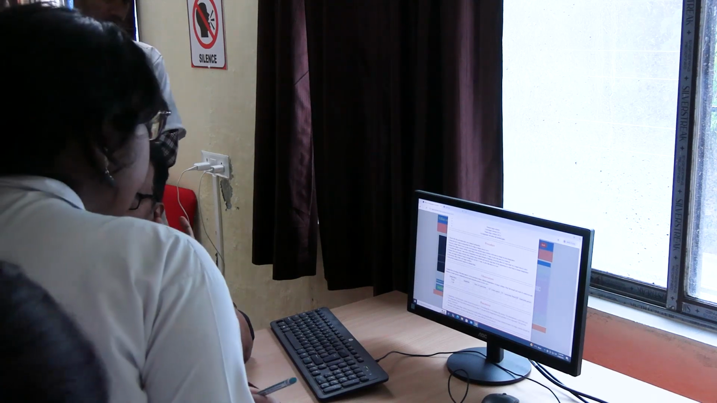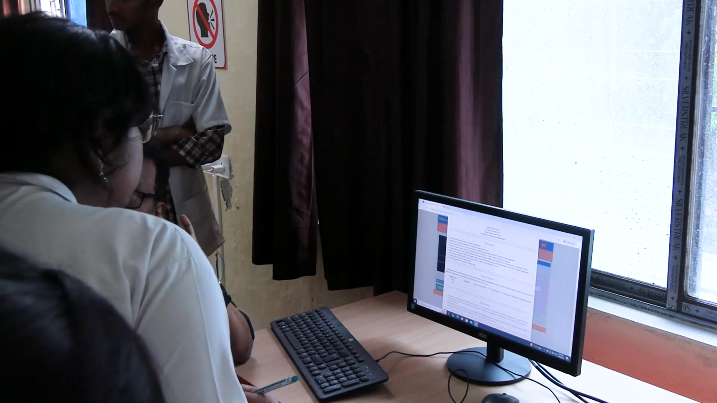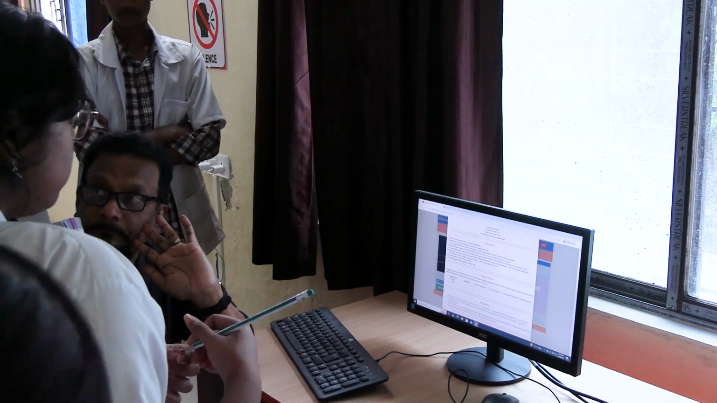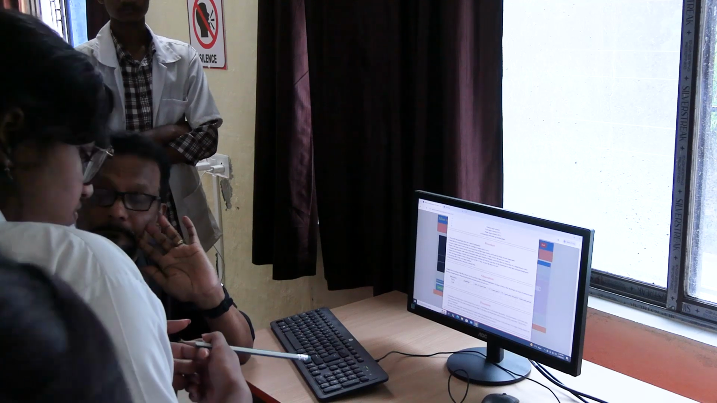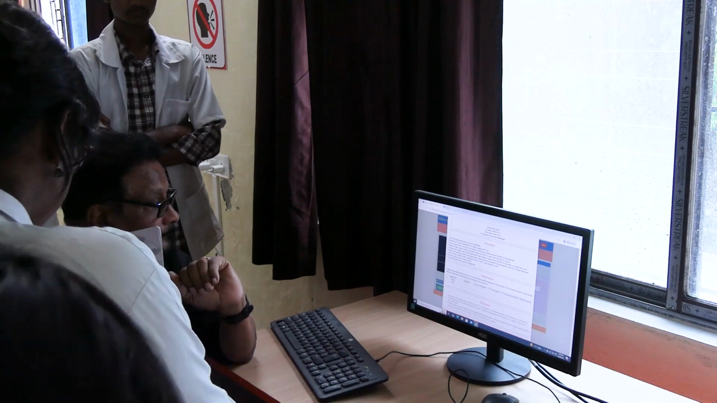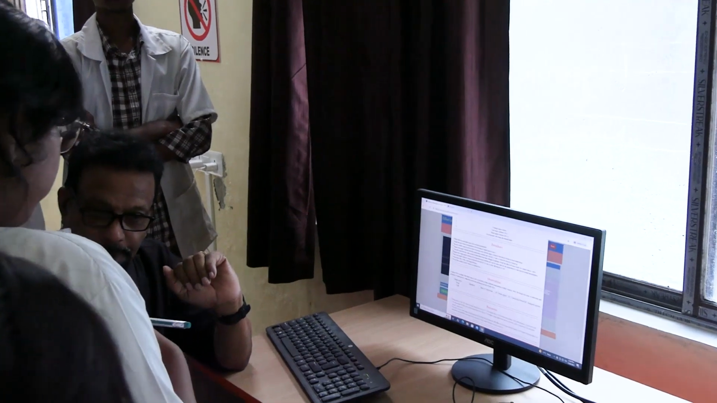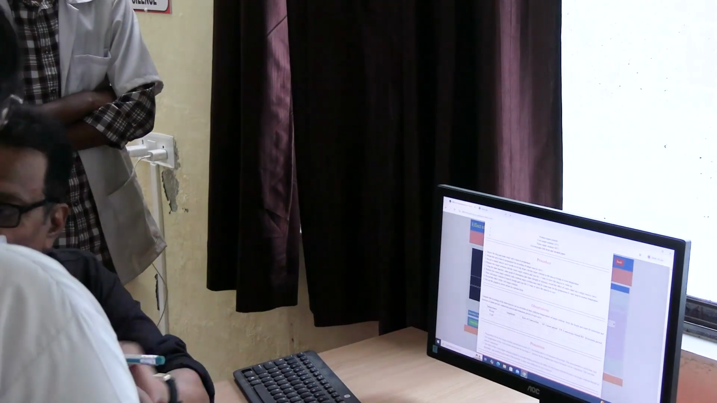Then seventh, pour cold ringer solution into the muscle trough and wait for 2 to 3 minutes to allow the muscle to cool. Eighth, record the effect of the cold ringer solution. Ninth, record the graphical observation in a tabular form. Okay, come here.